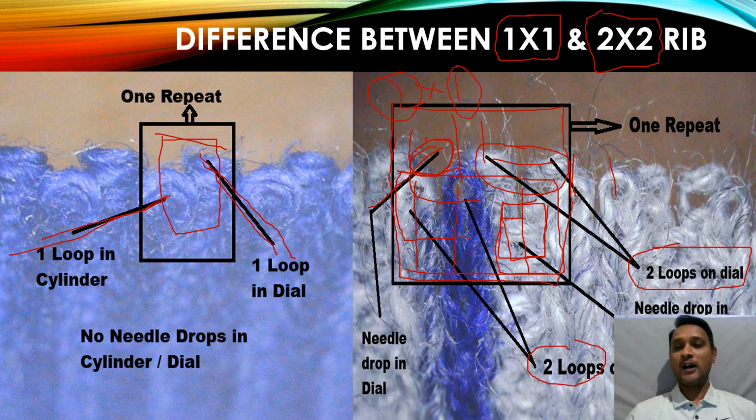But if you ask me which is the right terminology to define this particular fabric quality, it is 2 by 2. By taking one repeat into consideration, there are two loops on the cylinder side and two loops on the dial side. So by considering this concept, we need to name this particular fabric quality as the 2 by 2 rib.